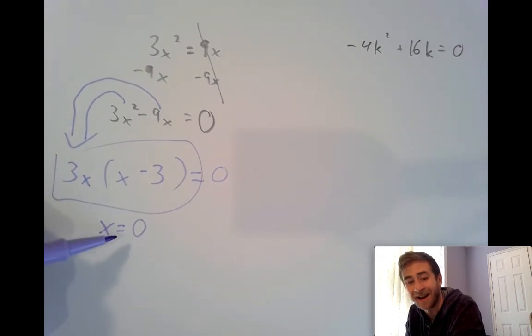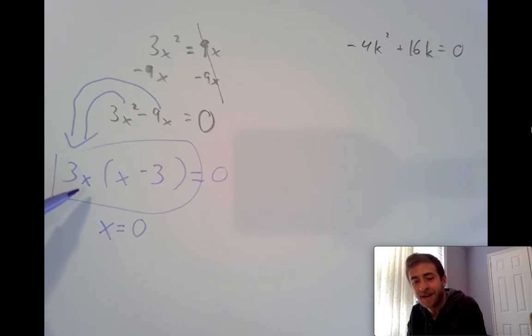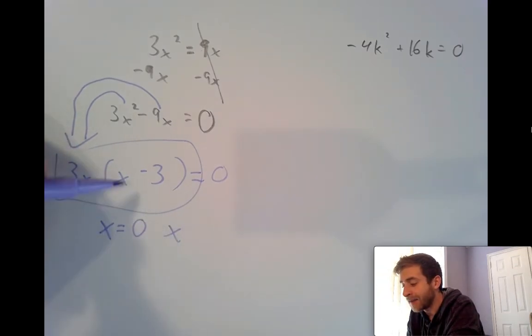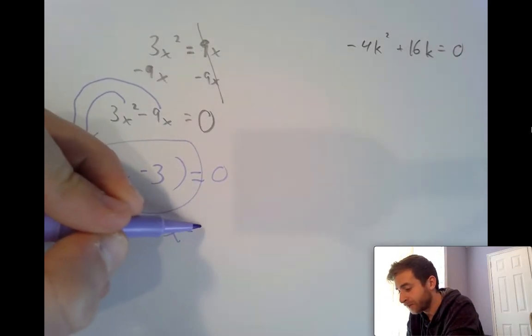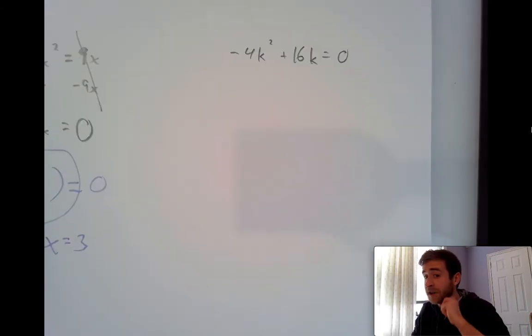Oh, I already said it. X equals 0 because I have a number out front here. If I multiply a 0, this x, 0 times 3 and then 0 times that, it'll 0 out. So that's good. And then I have to do the opposite of the sign there. X equals 3. Those are my solutions for the quadratic. Let's finish this video up.